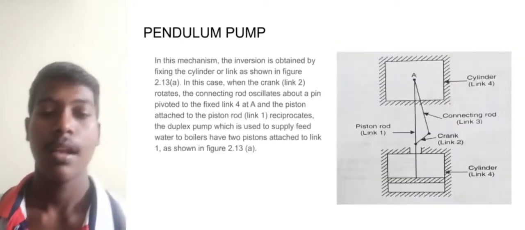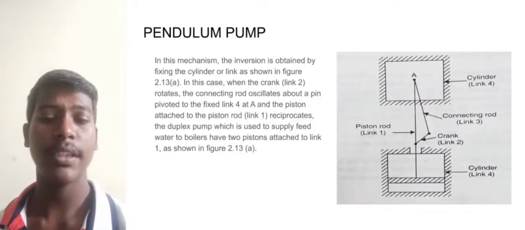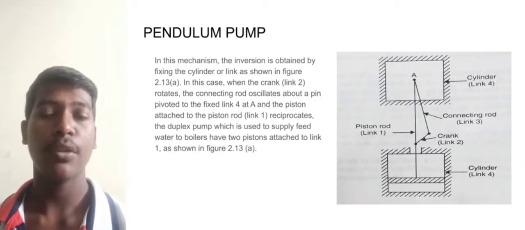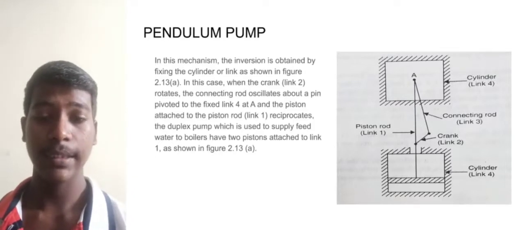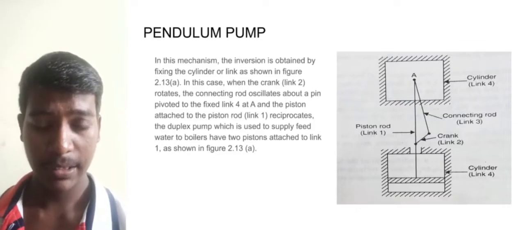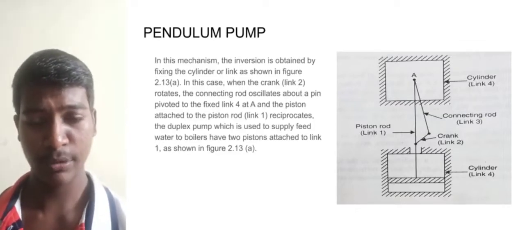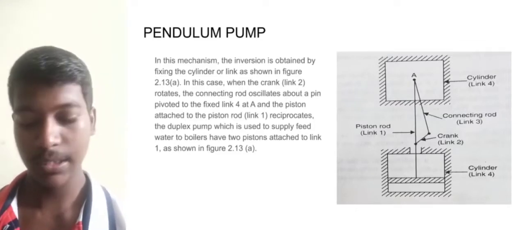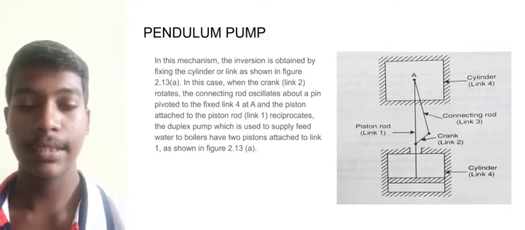Next, pendulum pump. What is meant by pendulum pump? It is also called a four bar mechanism, with four links. Link one is the crank, link two is the piston, link three is the connecting rod, and link four is the cylinder.